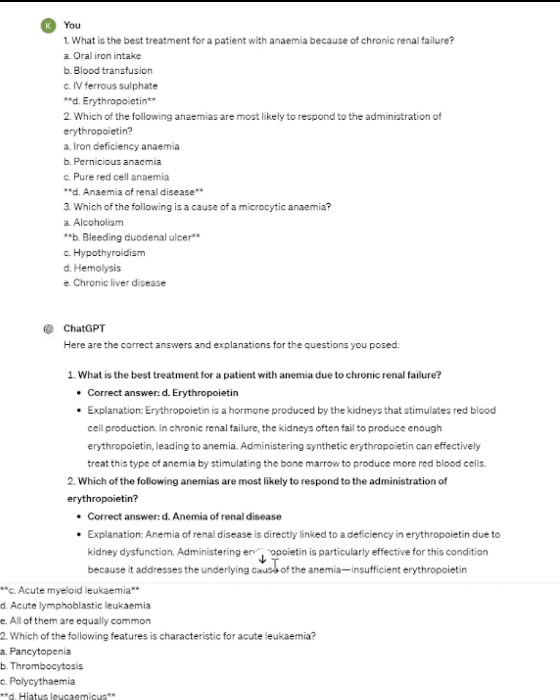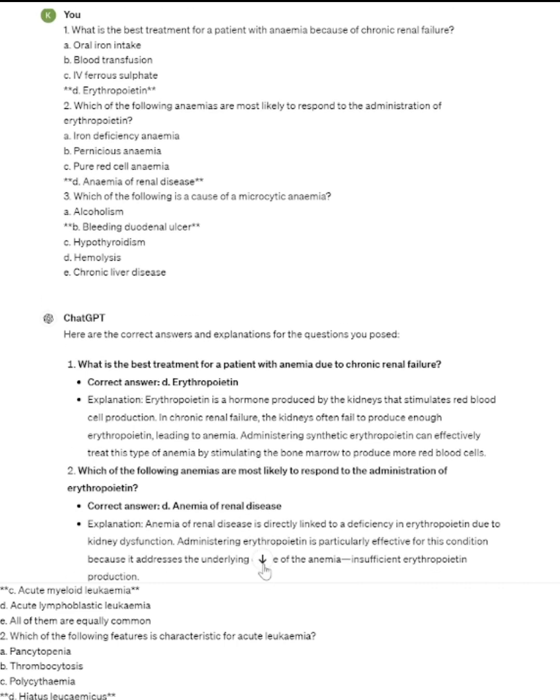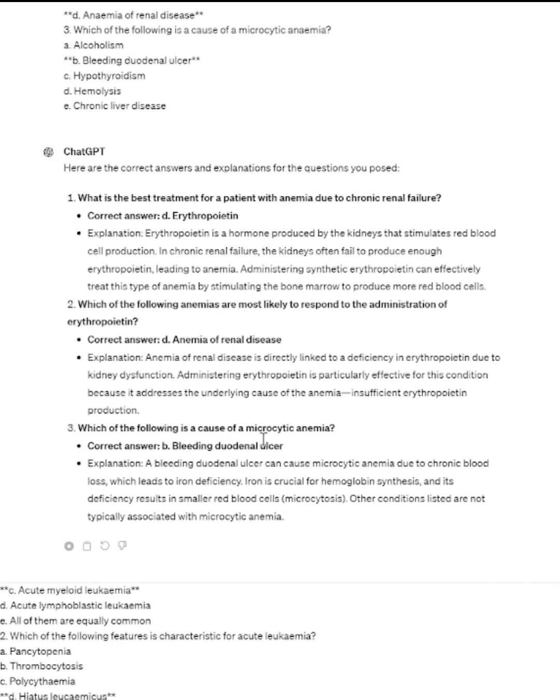cells. 2. Which of the following anemias are most likely to respond to the administration of erythropoietin? Correct answer, D. Anemia of renal disease. Explanation. Anemia of renal disease is directly linked to a deficiency in erythropoietin due to kidney dysfunction. Administering erythropoietin is particularly effective for this condition because it addresses the underlying cause of the anemia, insufficient erythropoietin production.